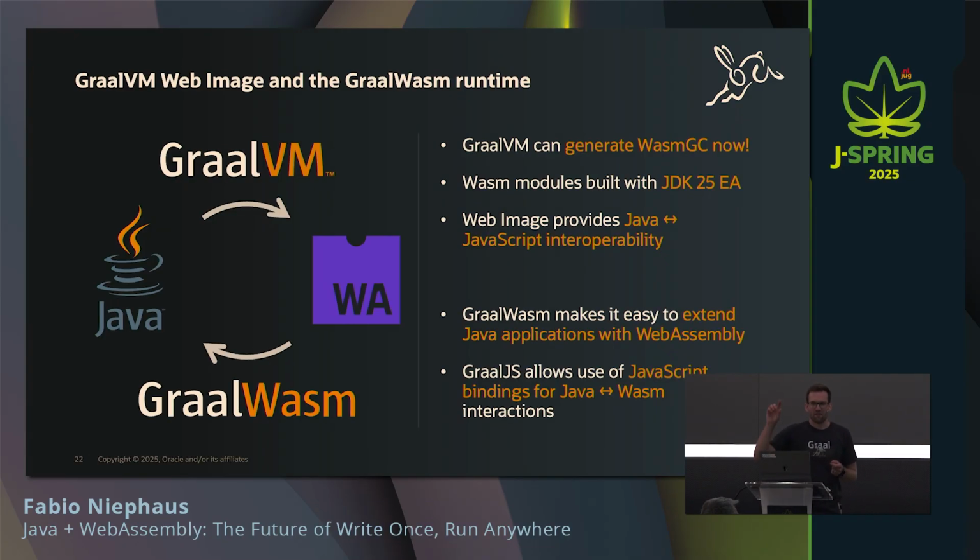And then we also have GraalWasm, the GraalWasm runtime, which makes it easy and possible to extend your Java applications with WebAssembly modules, like Spring Boot or Micronaut or some other applications. And you can use GraalJS to do high-level language interactions using these JavaScript bindings that you have seen.